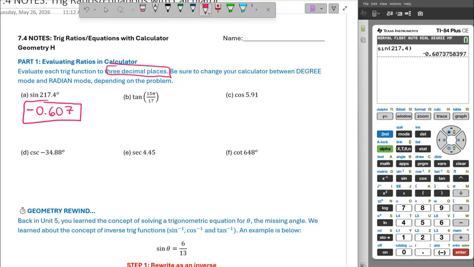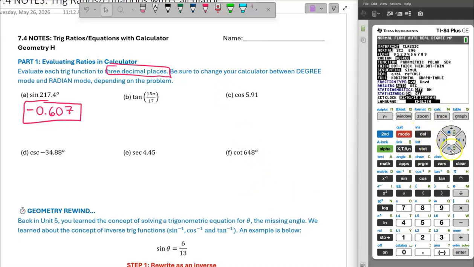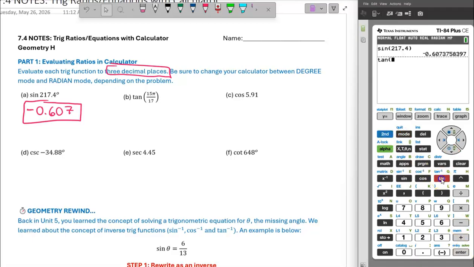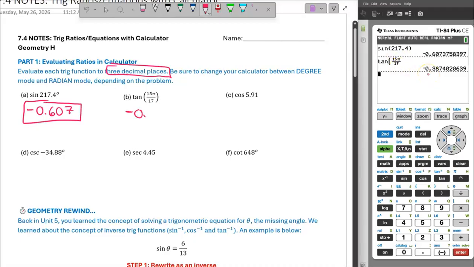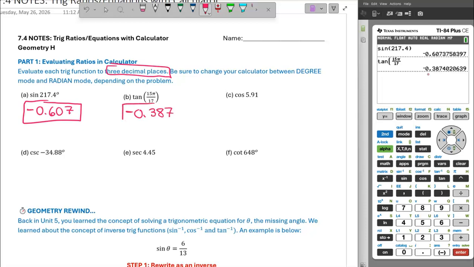Now you will notice for the next one, it is not written with degrees. So that means if there are no degrees listed, we are going to want to switch it over to radian mode. Typically a radian is going to have some sort of pi value in it. So this would be tangent, and then we're going to enter fraction 15 pi over 17. When I evaluate that, by the way, I don't have to close that parenthesis just because I'm done with my calculations. It's probably good practice too. But it's going to be negative 0.387 that I get as my answer.